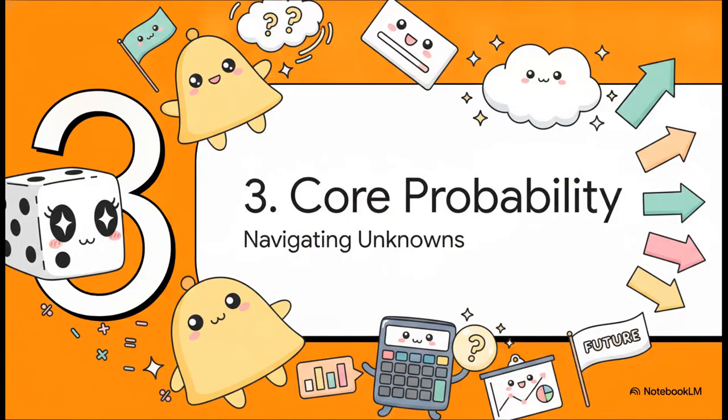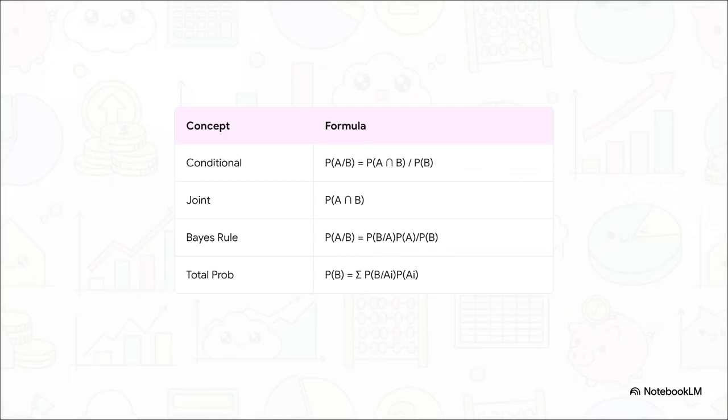Let's transition into Section 3, Navigating Unknowns. Core probability. We're moving energetically from describing past data to calculating the likelihood of future events. Once again, all your essential formulas are right here on one slide for your cheat sheet.